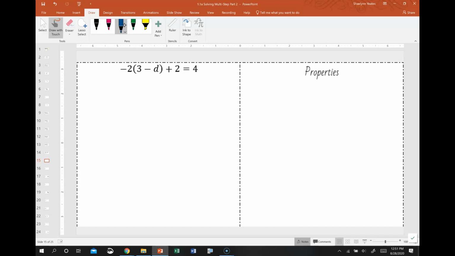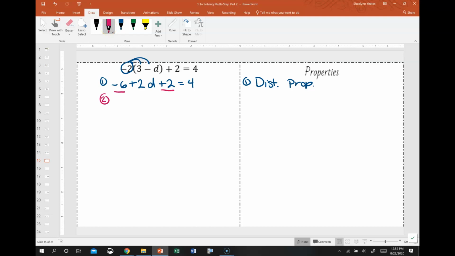All right, so right here, it's the same idea. I'm going to need to distribute to start simplifying down as far as possible first. So here I would have negative 6 plus 2d plus 2 equals 4, because negative 2 times negative 1d is going to be a positive 2d. So my first step was the distribution property.